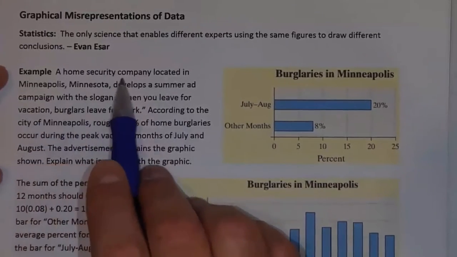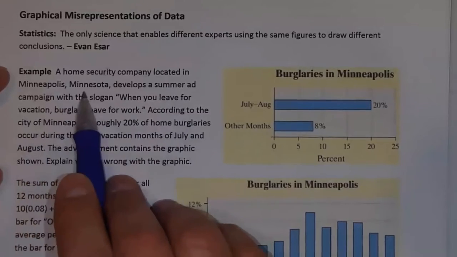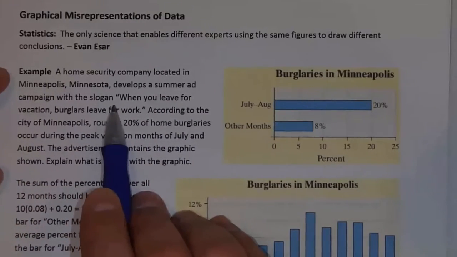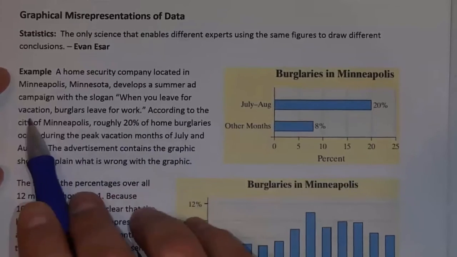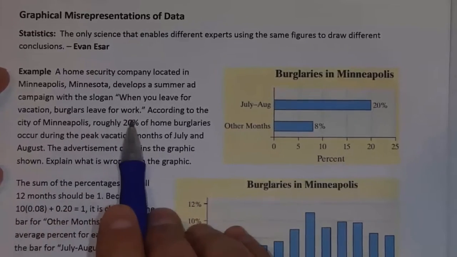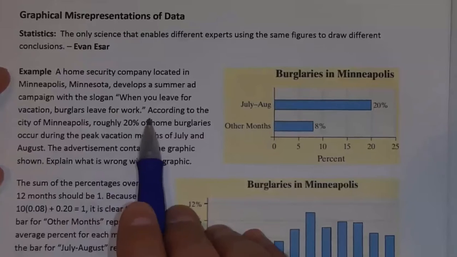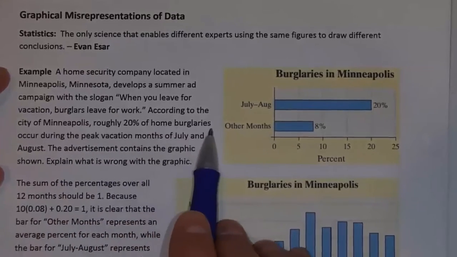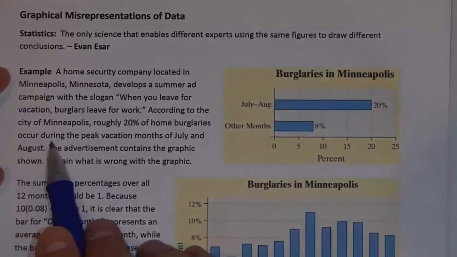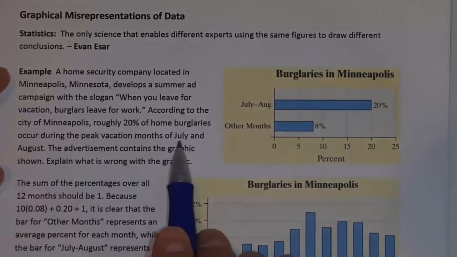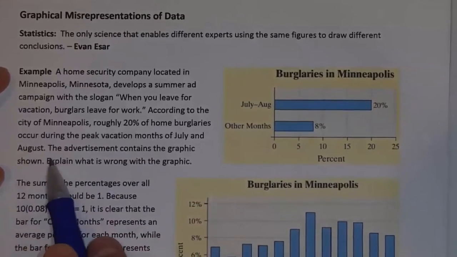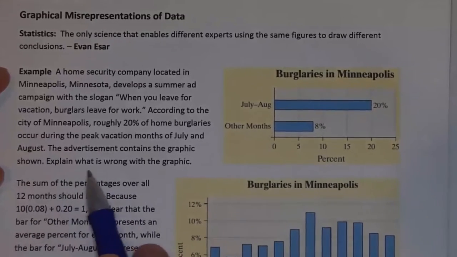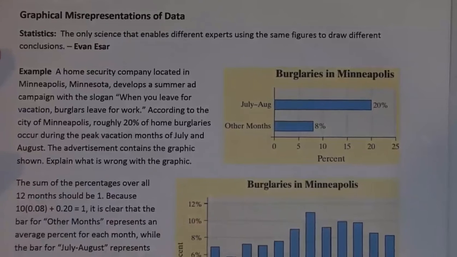So example, a home security company located in Minneapolis, Minnesota develops a summer ad campaign with the slogan, quote, "When you leave for vacation, burglars leave for work." According to the city of Minneapolis, roughly 20% of home burglaries occur during the peak vacation months of July and August. The advertisement contains the graphic shown here to the right. Explain what's wrong with the graphic.